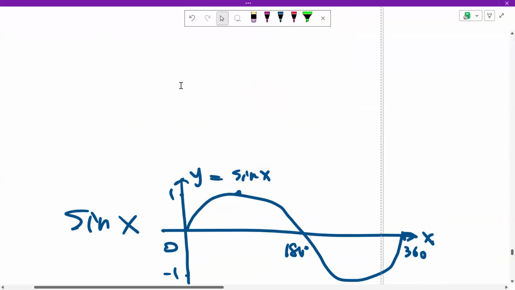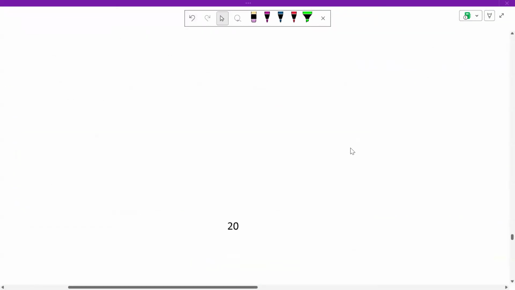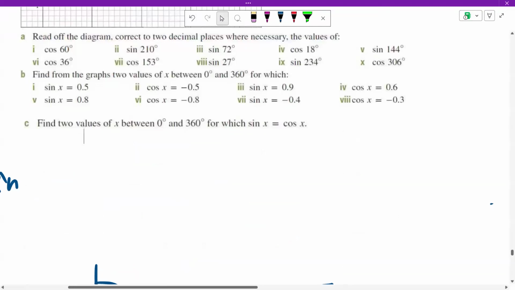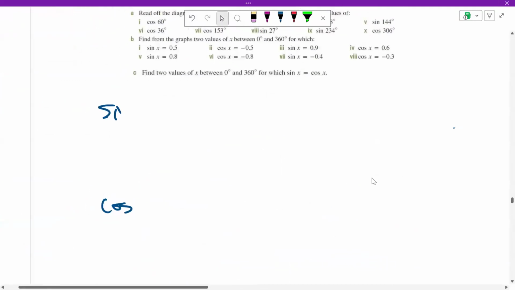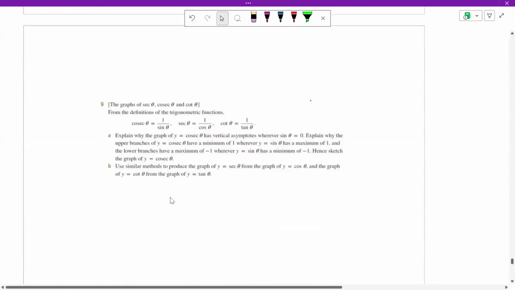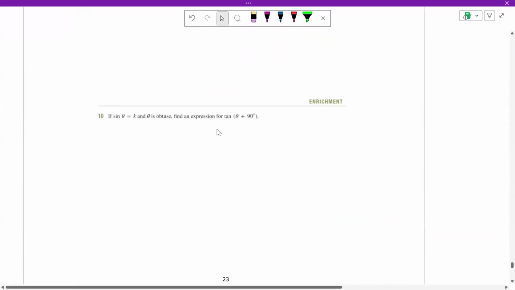Oh, no, I'm not supposed to move that. Move back. Cool, move back. Find the 2 values. Okay, let me zoom in a little bit. Too many things, I should delete. The graph of secant. Okay, the graph we'll probably skip. This is just not very important for now. You don't need to worry about it. If that one is obtuse, find the expression. Yeah, that one's a good one.